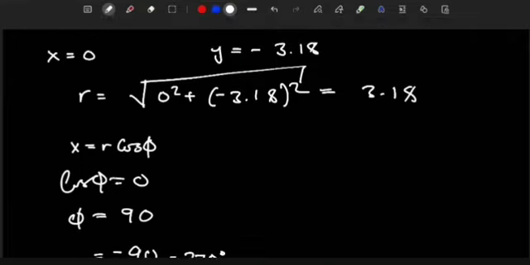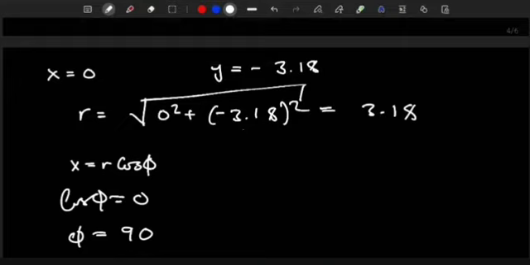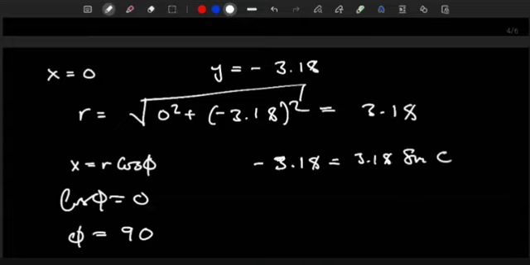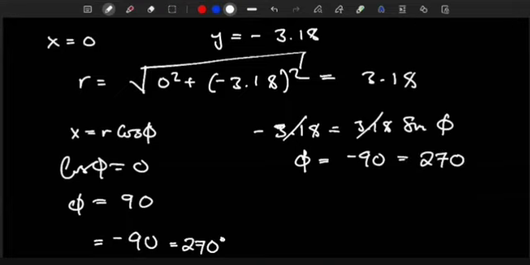Okay. On the other hand, for the imaginary part, minus 3.18 has to be equal to the peak value, which is 3.18, and then you have sine phi. So meaning that sine phi has to be equal to negative 1. For sine phi to be negative 1, as we saw earlier, phi has to be equal to 270 or minus 90, which is the same as 270. So that is what we're dealing with.